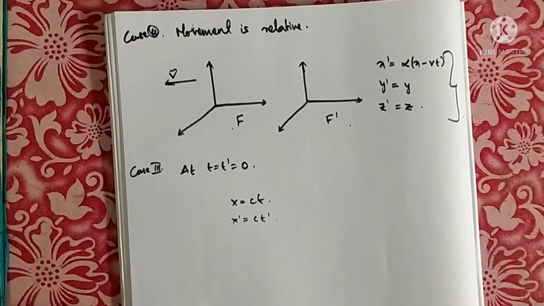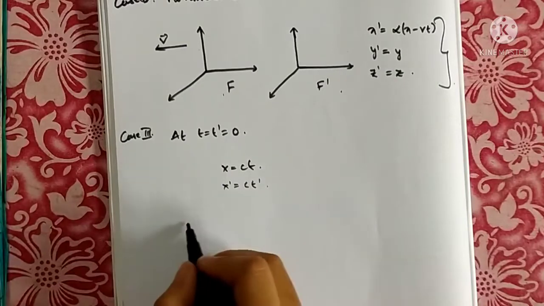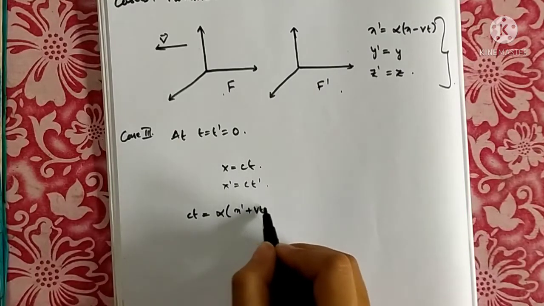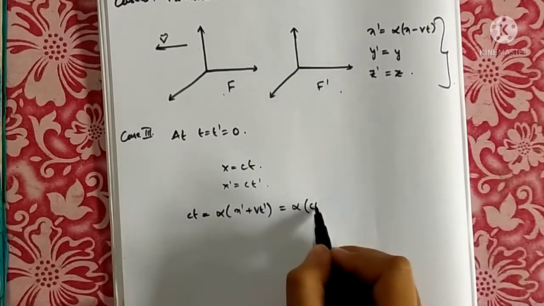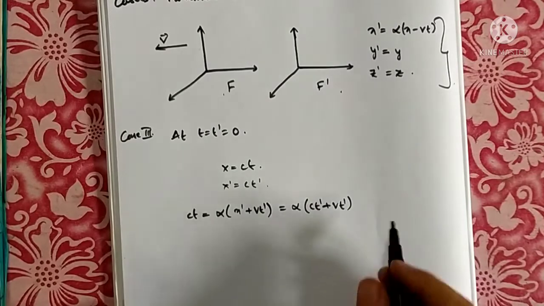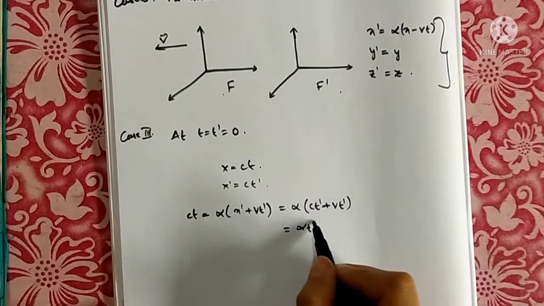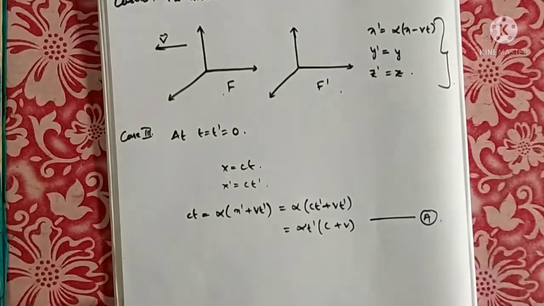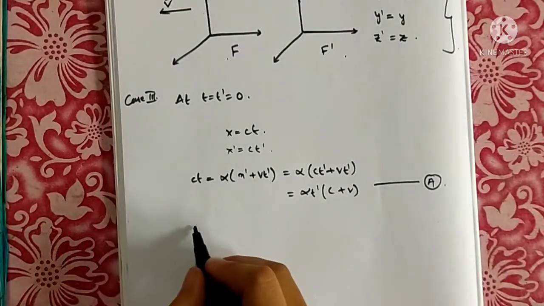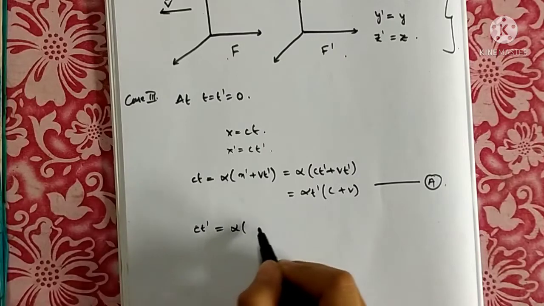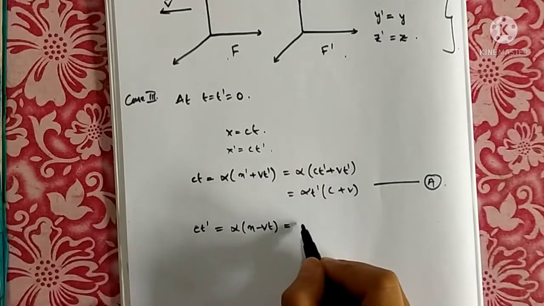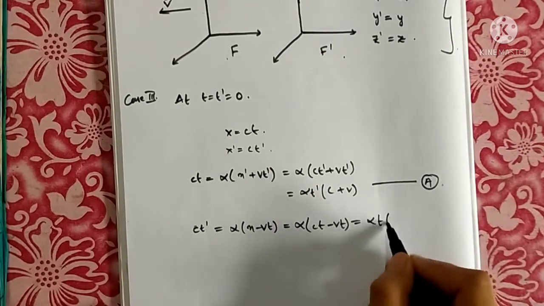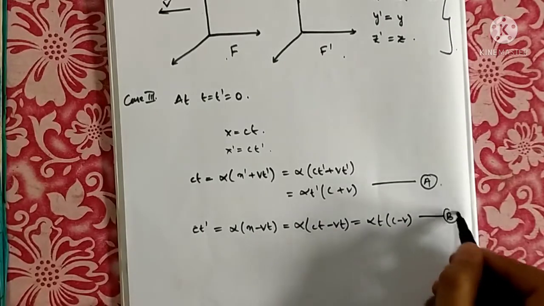Now, we are dealing with frame F. We get ct equals alpha times x prime plus vt prime, equals alpha times ct prime plus vt prime, which, taking t prime common, is alpha t prime times c plus v. Equation A. And from F prime we get ct prime equals alpha times x minus vt, equals alpha times ct minus vt, equals alpha t times c minus v. Equation B.